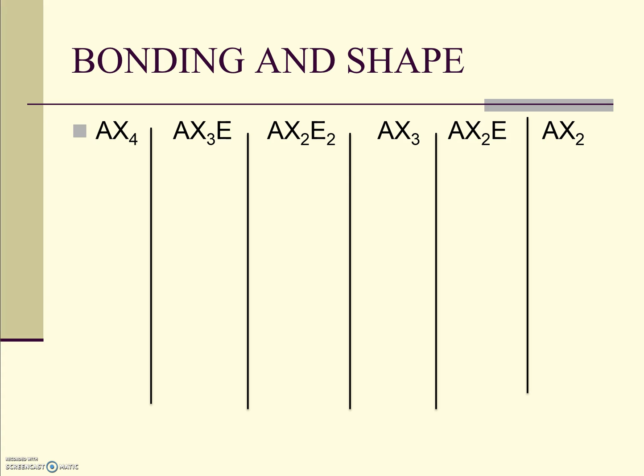Now, bonding and shape, and this is a key part of this whole thing. So, A refers to my central element, and X refers to any element that is around the central element. E refers to electron pairs, and more specifically, lone electron pairs. So AX4, an example of that is CH4.